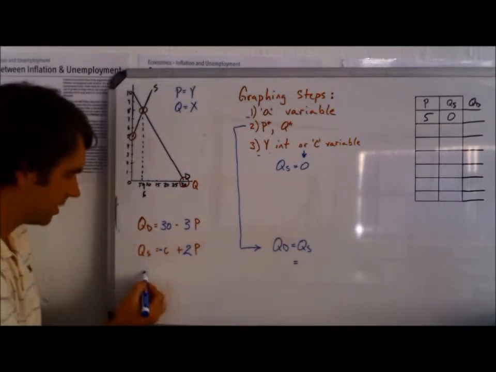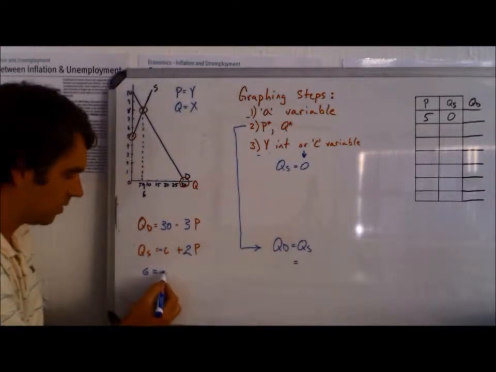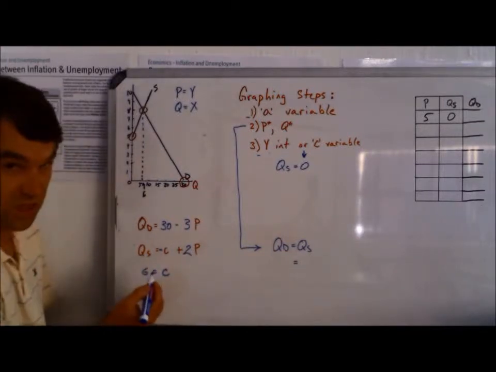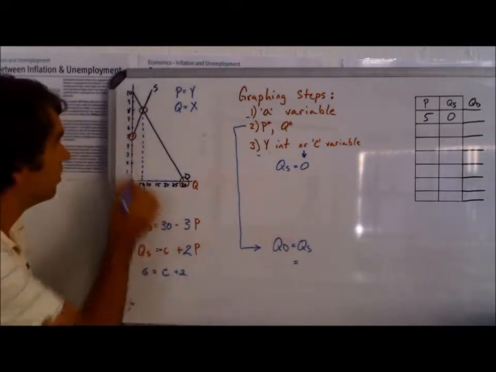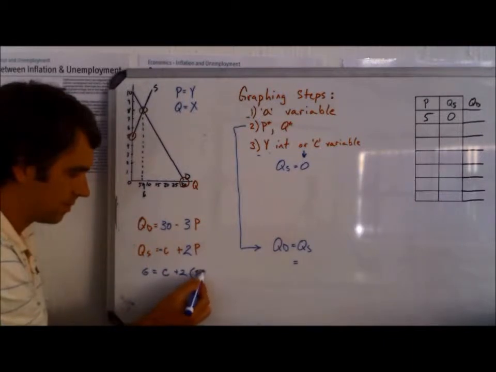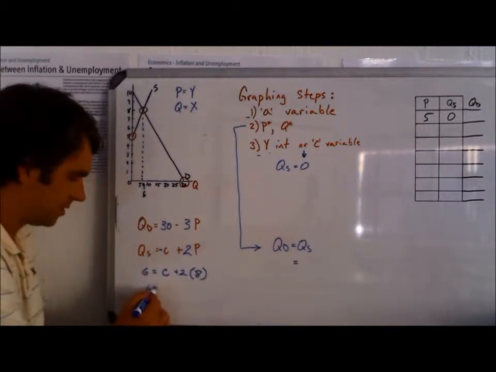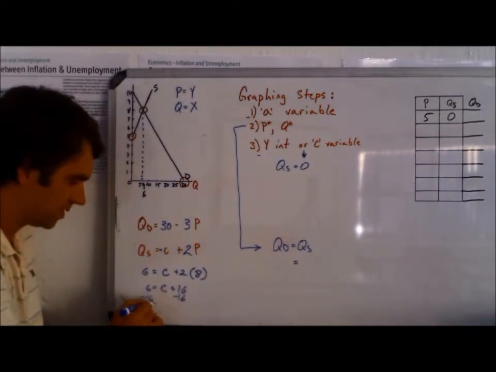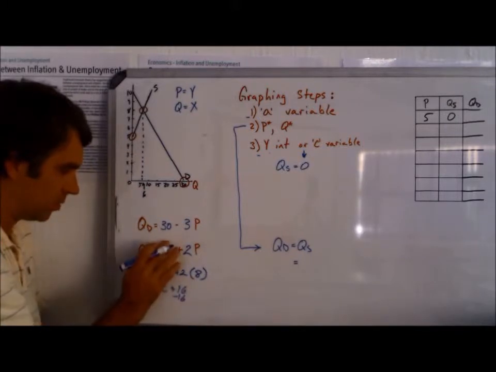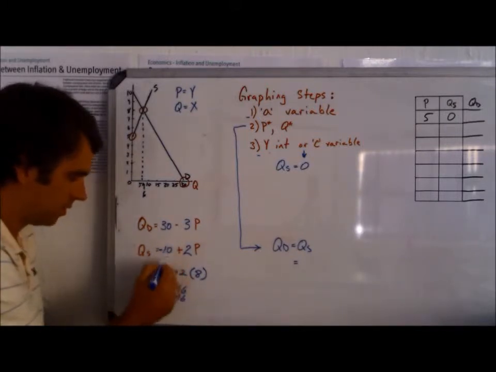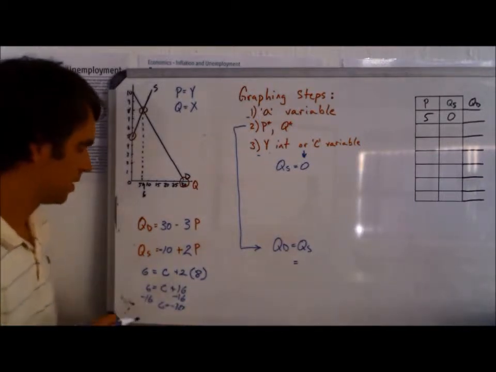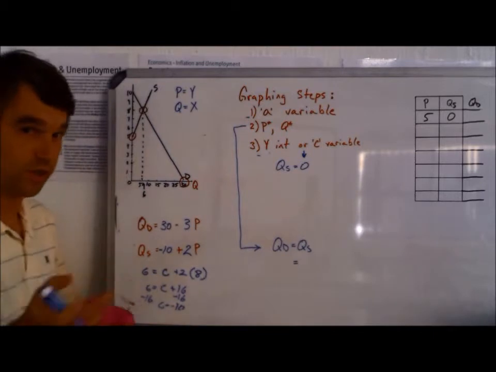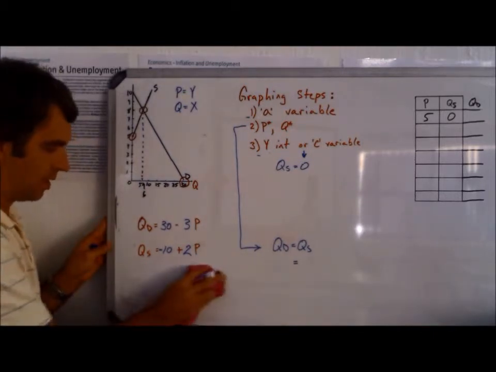So we have a quantity of 6 is equal to negative, we'll see if it turns out to be negative. Quantity of 6 is equal to c plus 2 times price of 8. So this is saying 6 is equal to c plus 16, minus 16 from both sides, and we see that c is equal to negative 10.